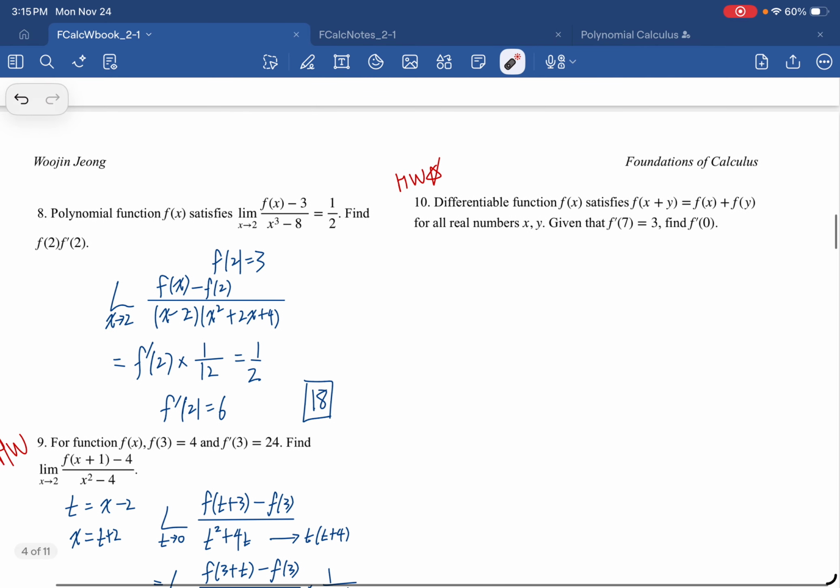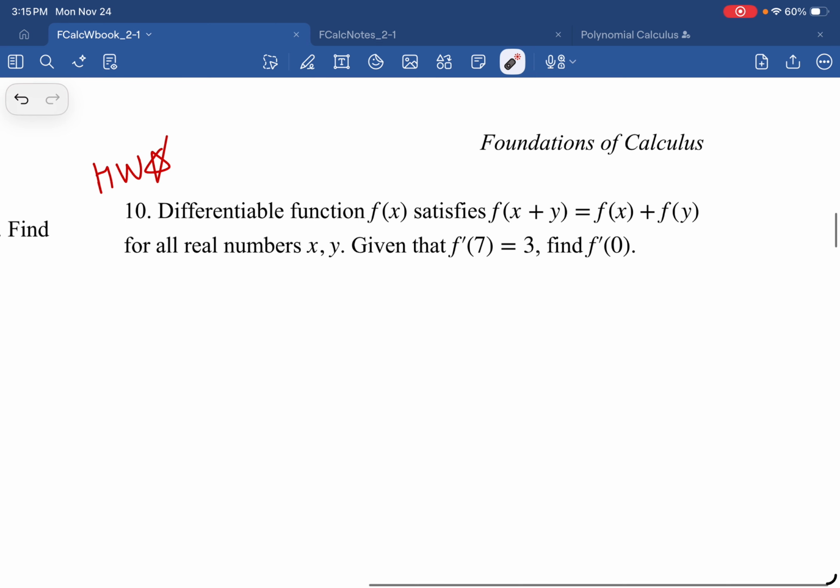All right, so let's go to number 10. All right. Differentiable function f of x satisfies f of x plus y equals f of x plus f of y for all real numbers x and y. Given that f prime of 7 equals 3, find f prime of 0.